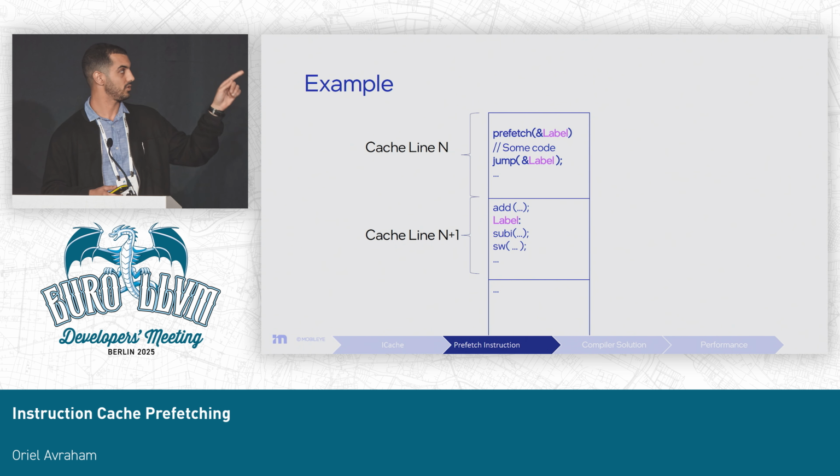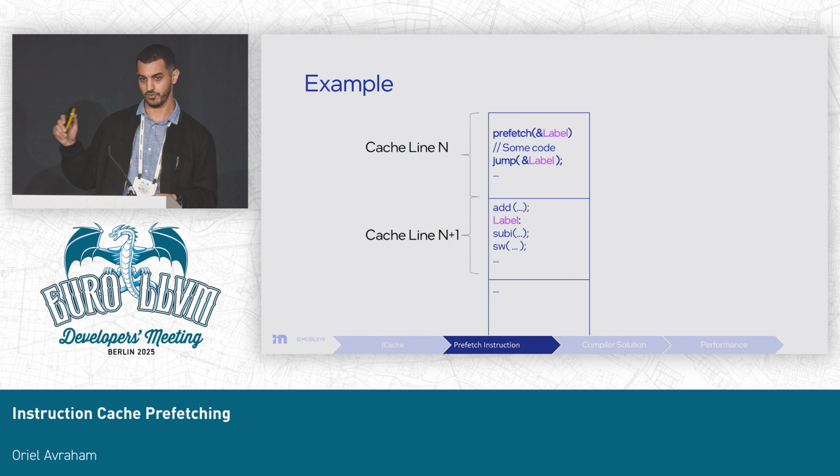Meanwhile, we will execute some code, and finally, when we jump to the label in cache line n plus 1, everything is going to be updated in the cache, and we will not waste any cycles, and we will not get a cache miss. Without this prefetch instruction, there is a high probability that we will get a cache miss and waste a lot of cycles. So this optimization is all about inserting prefetch instructions at strategic locations. Keep that in mind.